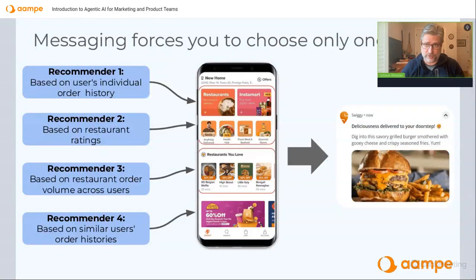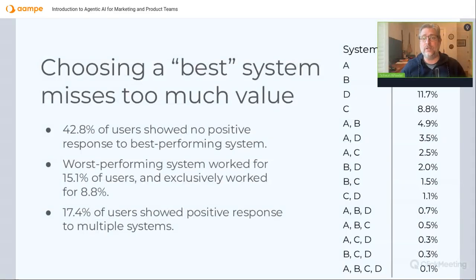And so one of their questions to us when we started working with them was, how do we pick the best recommender to use? With an agentic system, you actually don't have to pick the best recommender. What we did is we tagged different content to leverage different recommendation systems, and the agents were able to pick which one worked for each user. And what we found was there was a best performing system.